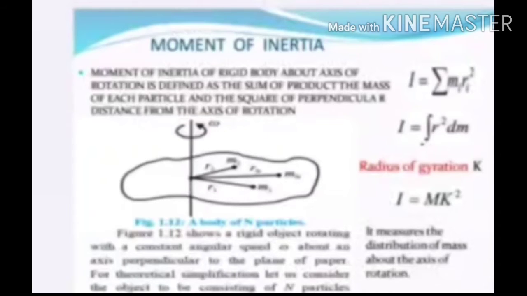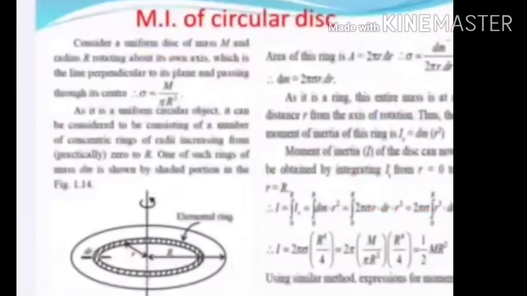SI system meter. Hello student, now we are learning the next derivation to find the moment of inertia of a circular disc about an axis passing through the center of mass and perpendicular to its plane. Let us consider a uniform circular disc of mass M and radius capital R.